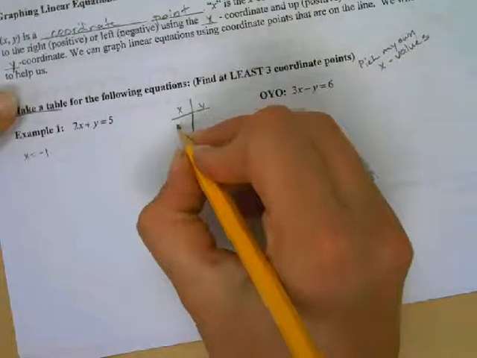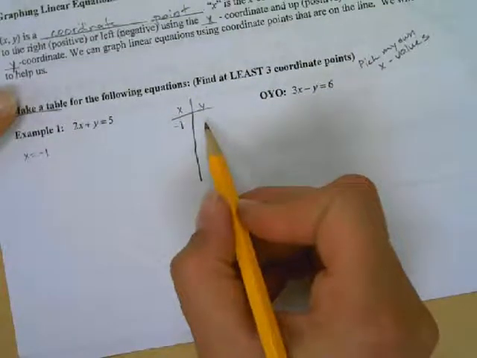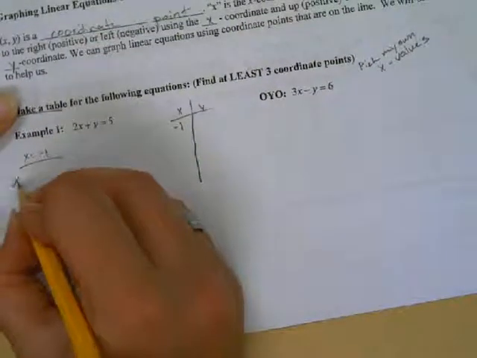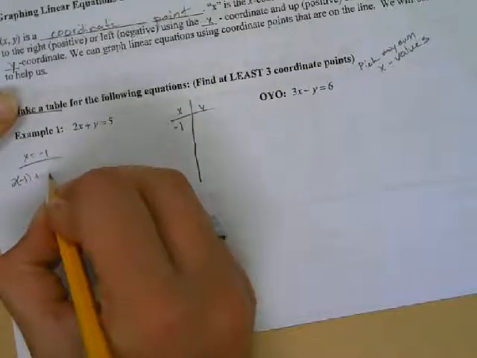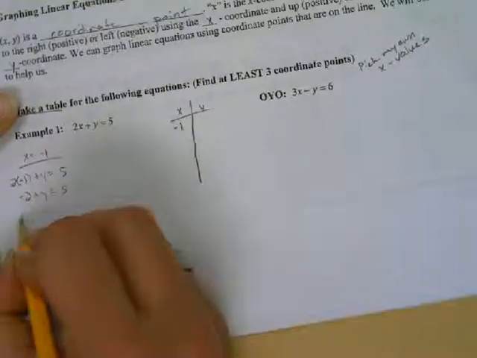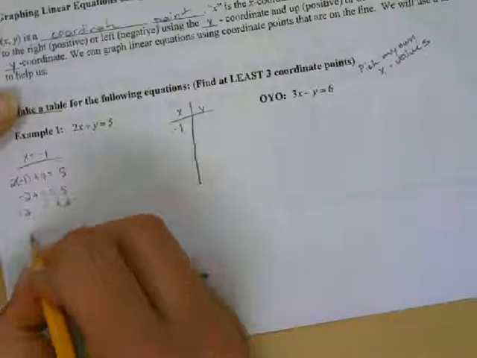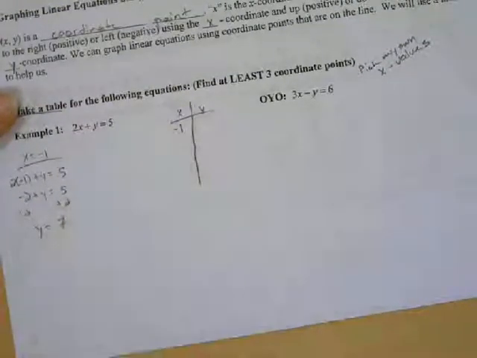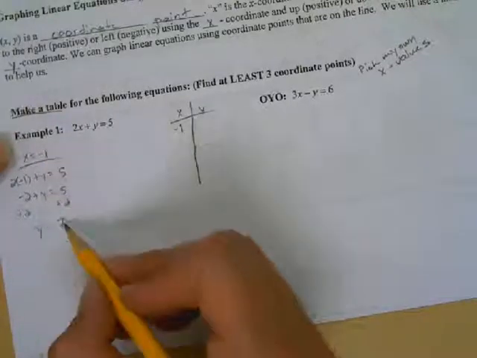So when x is -1, we have to figure out what y is going to be. I'm going to take -1 and plug it in. So 2 times -1 plus y is equal to 5. That would be -2 plus y is equal to 5. So plus 2, y is equal to 7. That means that when x is -1, y is 7.